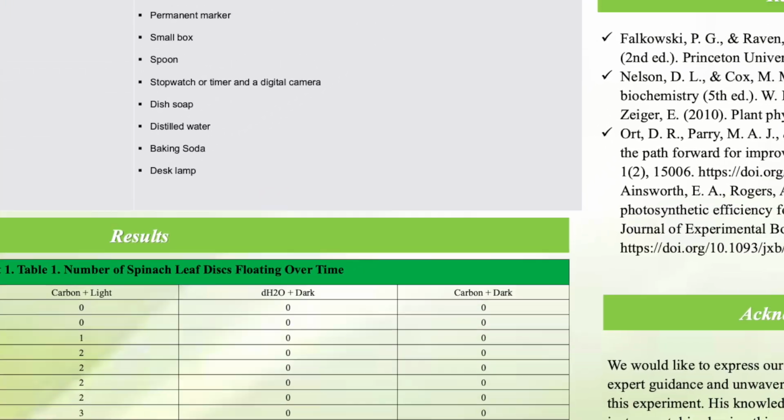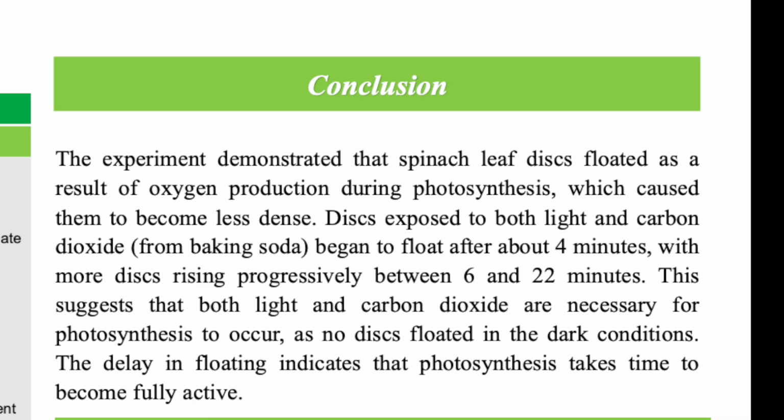Now, let's move on to our conclusion. The experiment demonstrated that spinach leaf discs floated as a result of oxygen production during photosynthesis, which caused them to become less dense. Discs exposed to both light and carbon dioxide, from baking soda, began to float after about 4 minutes, with more discs rising progressively between 6 and 22 minutes. This suggests that both light and carbon dioxide are necessary for photosynthesis to occur, as no discs floated in the dark conditions. The delay in floating indicates that photosynthesis takes time to become fully active.